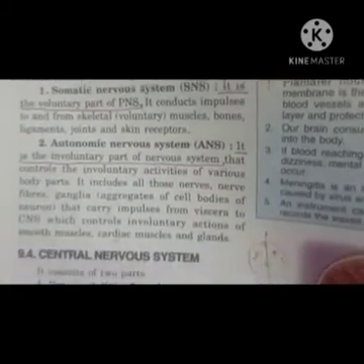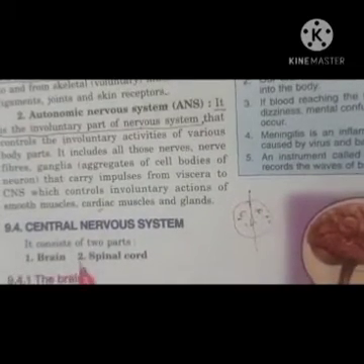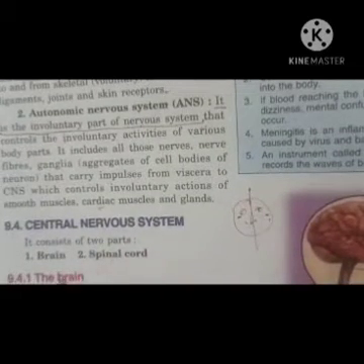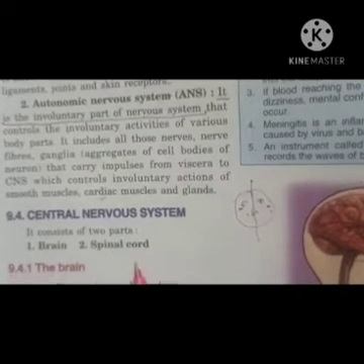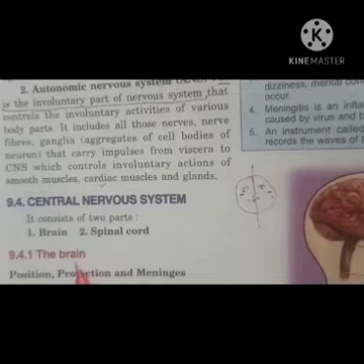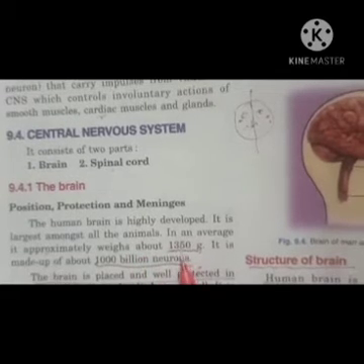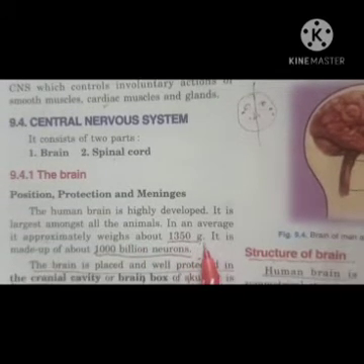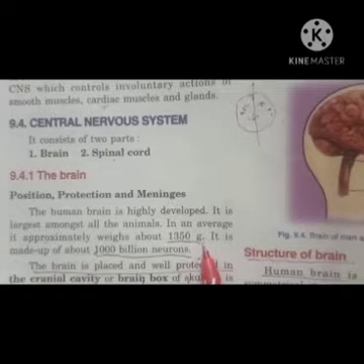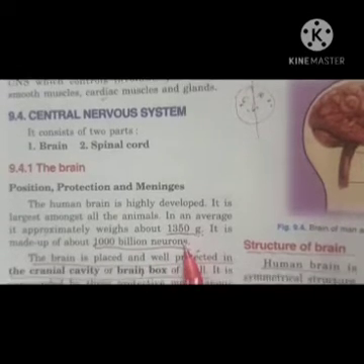Now central nervous system again consists of two parts, that is your brain and spinal cord. Now brain, the weight of the brain is approximately 1350 gram. What is the weight of our human brain? 1350 gram, and it is made up of 1000 billion neurons, right?